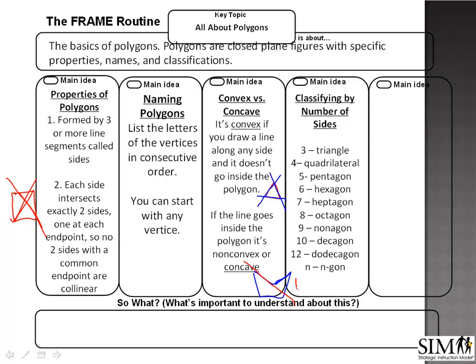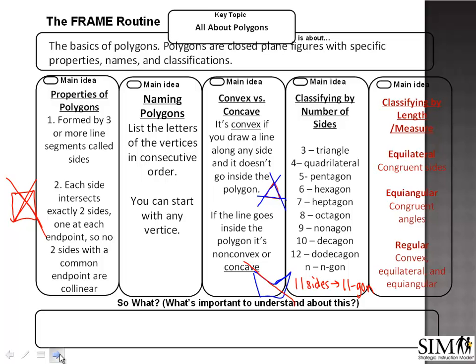So if I had 11 sides, I would just call that an 11-gon. Or 24 sides, I'd call it a 24-gon. Our last main idea is classifying by length and measure.